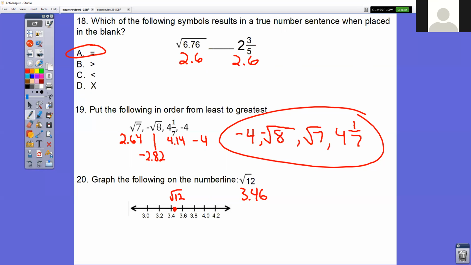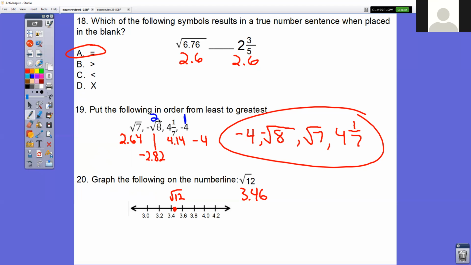In question number 19, put the following numbers in order from least to greatest. I would change them all into decimals first. When we change them into decimals, make them look like money. Money's easier to put in order from least to greatest. Any negative number is smaller than any positive number, so you know that the negative numbers come first. The more negative a number is, the smaller it actually is. So -4 is our first number because that's the smallest.